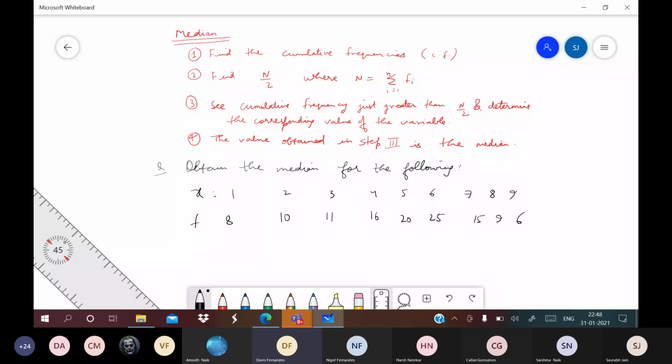So it's 5. Yeah, median is 5, correct answer.